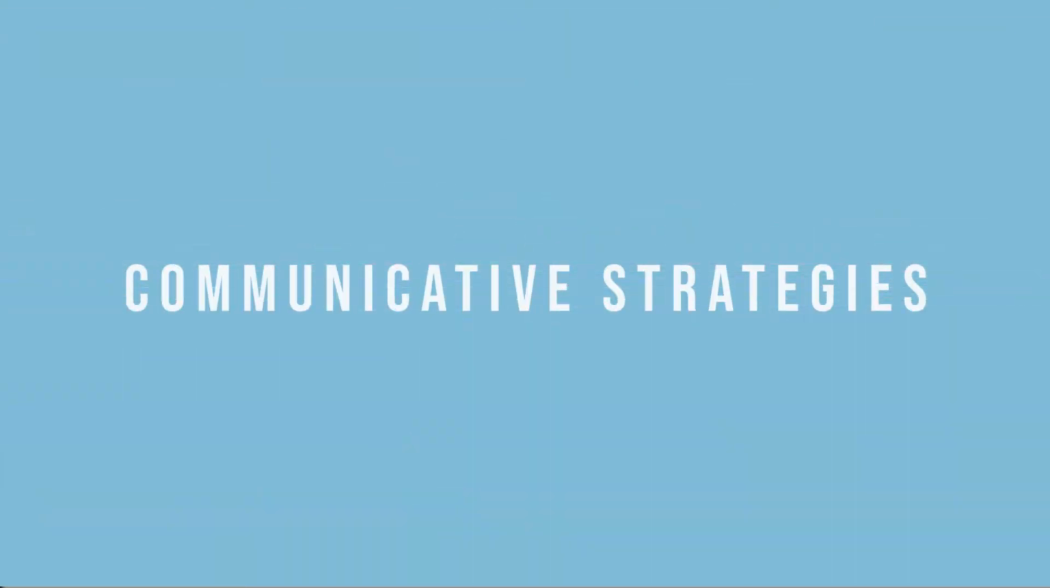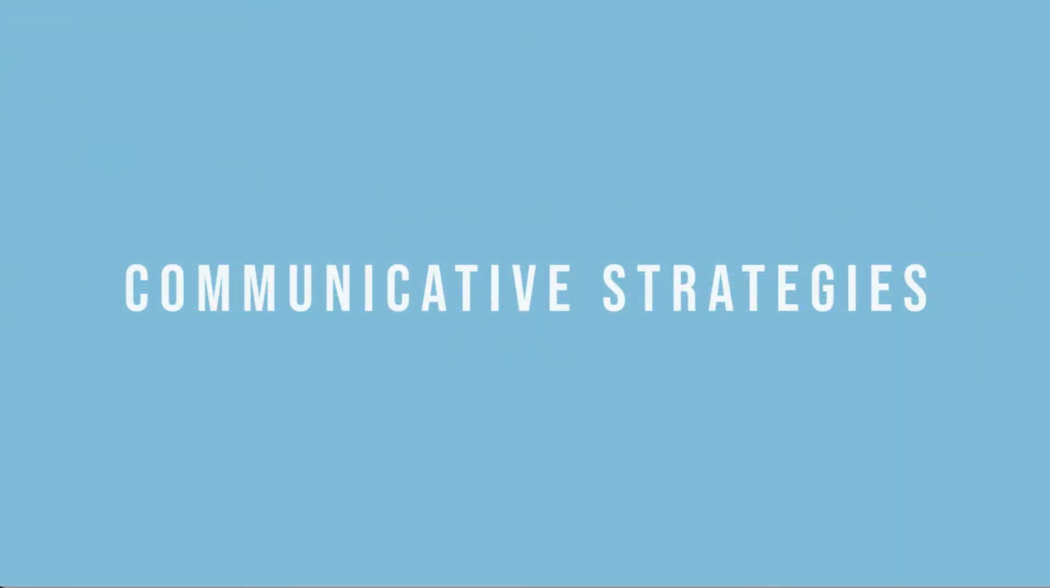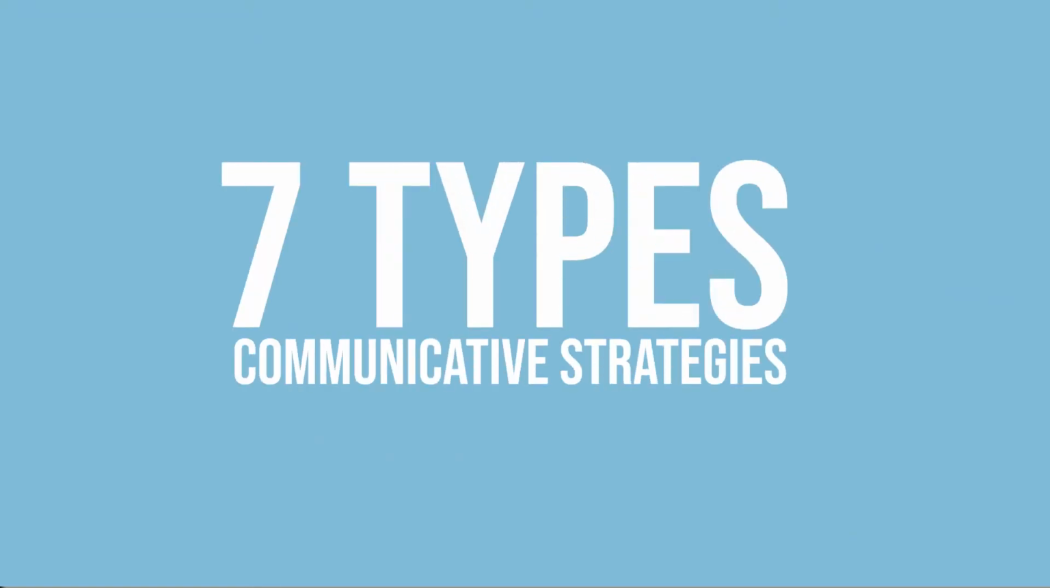A communication strategy, often called communicative strategy, is a plan or course of action to convey information effectively. It serves as the blueprint in expressing to others information related to a specific issue, event, situation, or audience. The following are the 7 types of communicative strategies.